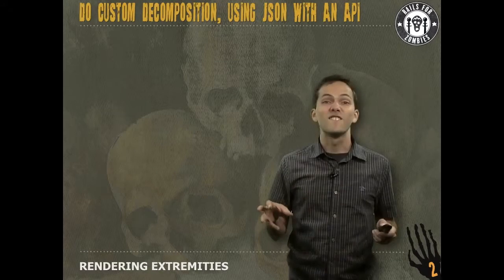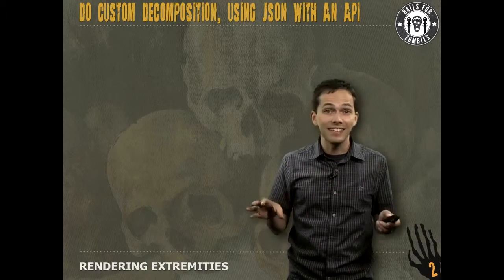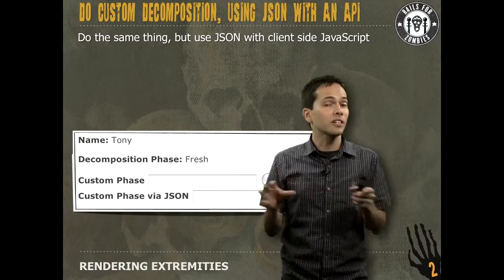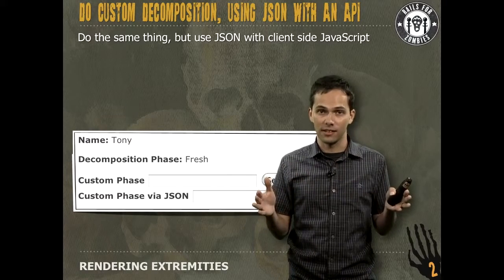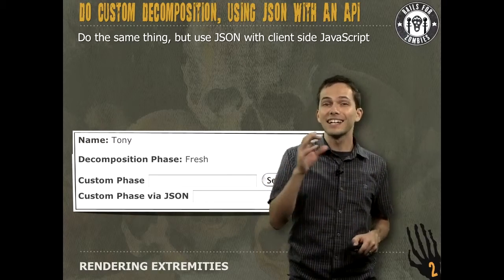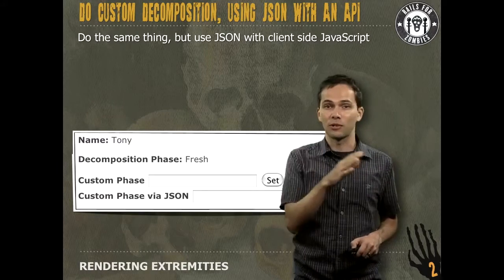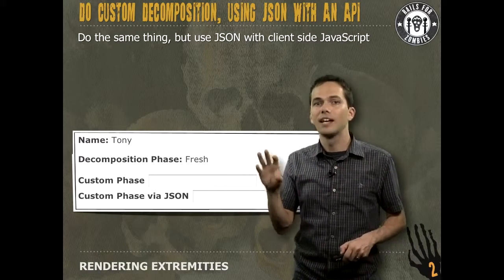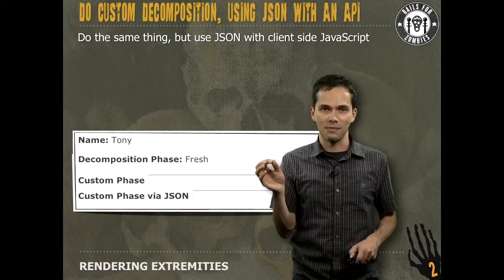Now it's time for our final challenge. And we're basically going to do the same thing we did in our previous challenge, except this time we're only going to communicate with our server using JSON, and then we're going to write some client-side JavaScript to communicate with our server using JSON. So it's kind of like we're creating an API on the server and then writing JavaScript to communicate with that API.